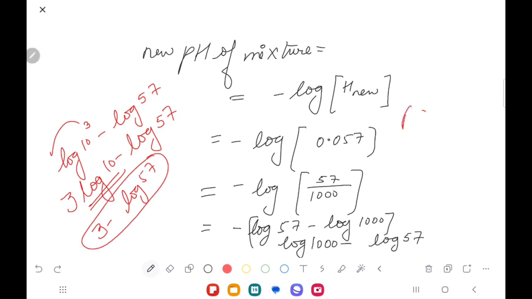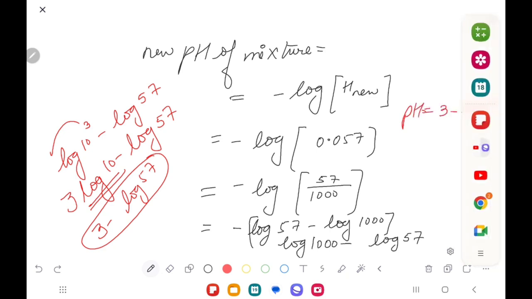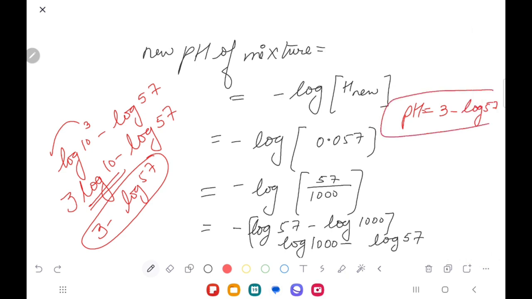Yes. So the new pH of the mixture would be 3 minus log 57. Any doubts in this? No. Are you sure? Yes. Right? That is how we are supposed to calculate the mixture's pH. And which mixture's pH? Of strong acids or strong bases. But this formula is applicable when all of them are acids or all of them are bases. Now, similarly, solve another question.